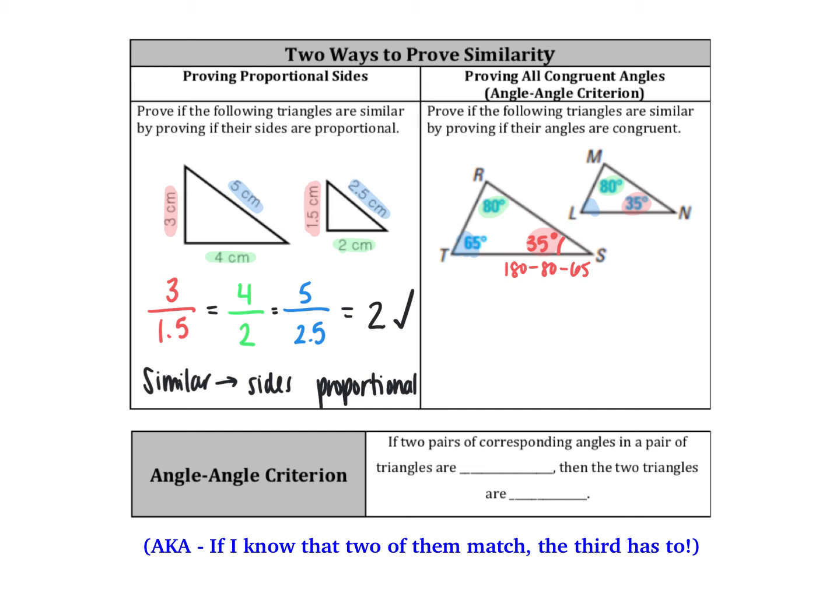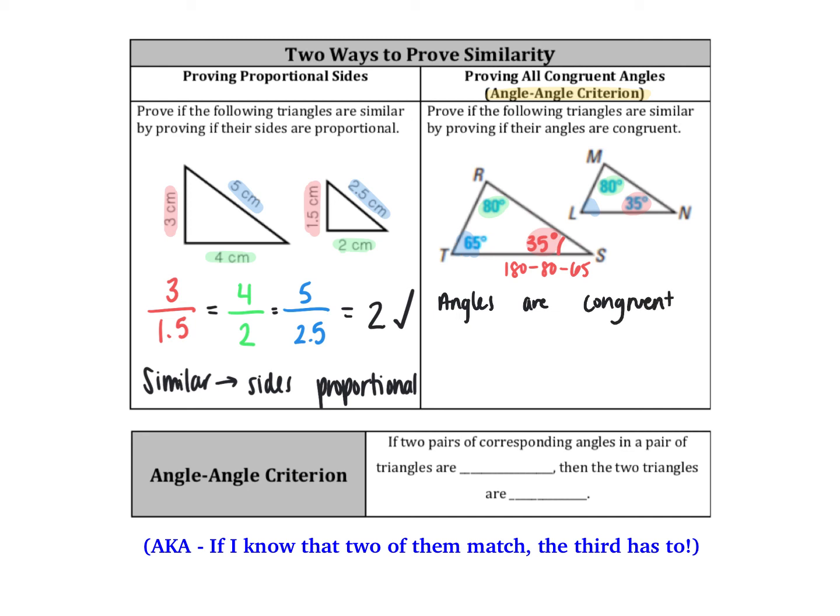We call that the angle-angle criterion. And what it's essentially saying is as soon as you know that two are the same, that third pair has to also be the same. So here these triangles are similar since my angles are congruent. So here we have angles are congruent. Therefore, my triangles are similar.